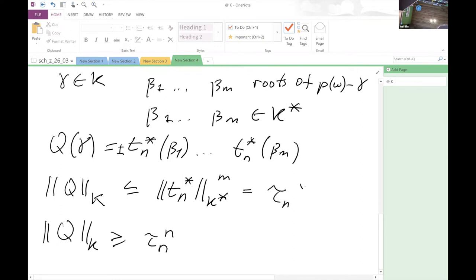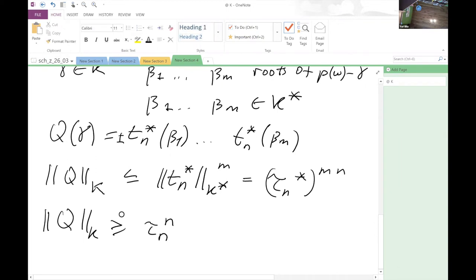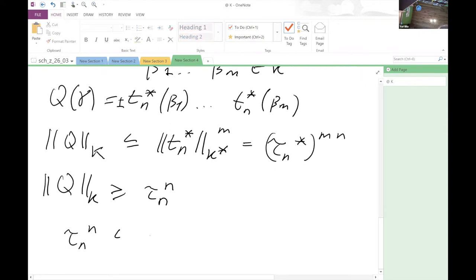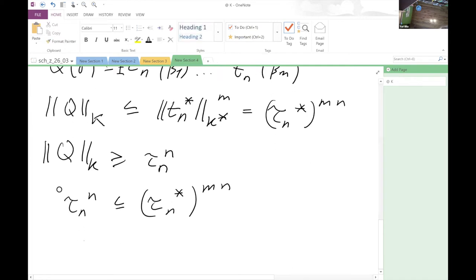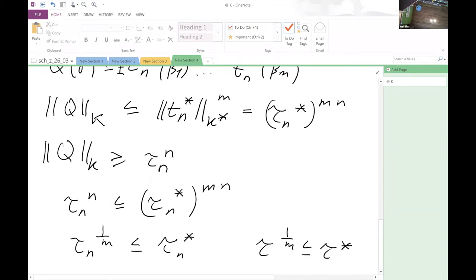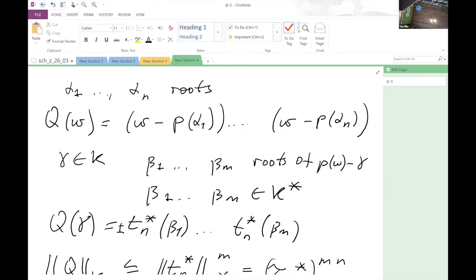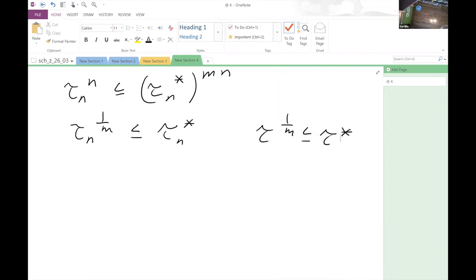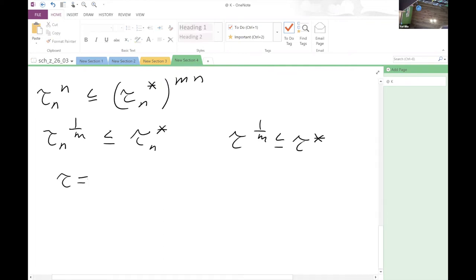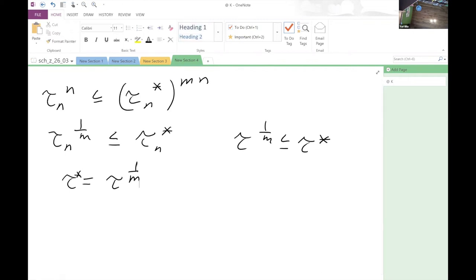And this is tau n star raised to mn. So we obtain that tau n raised to n is bounded by tau n star raised to mn, or tau n to the 1 over m is bounded by tau n star. Again, taking the limit, we obtain that tau to the 1 over m is bounded by tau star. And so we had inequalities in both directions. We had it in this direction and we have it in this direction. So the two quantities coincide. So we have that tau star is equal to tau to the 1 over m. This is exactly what we wanted to prove.